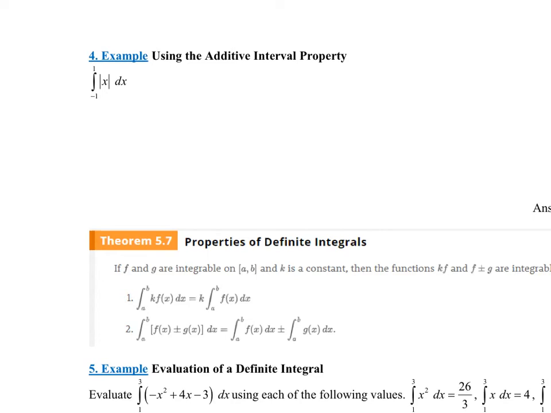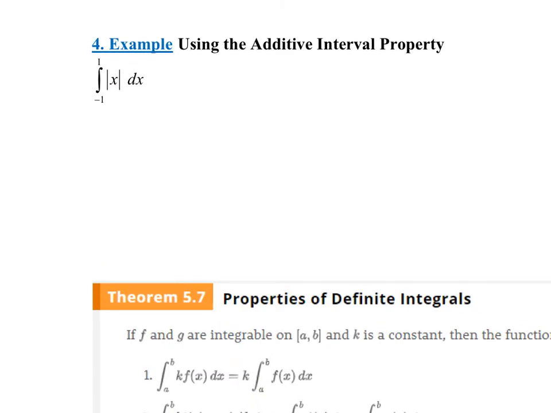Speak of the devil, I didn't even know this was the next problem, but apparently it is the next problem. So what we're going to do is find the integral from -1 to 1 of the absolute value of x. And again, I want to remind you what the absolute value of x looks like. It looks like this right here.